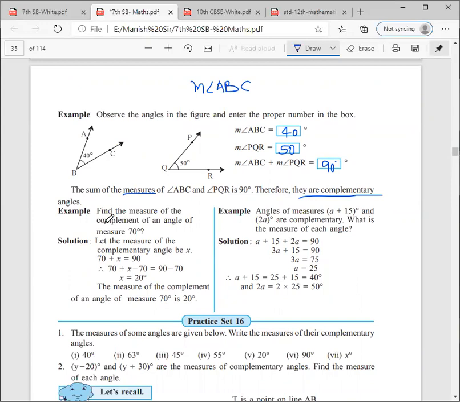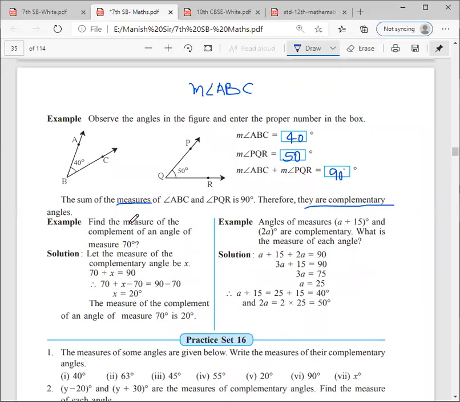If we talk about example number 1, see what they have given. Find the measure of the complement of an angle that measures 70 degrees. Just try to understand this one, very simple and very useful. I need the complementary angle of the 70 degree angle.